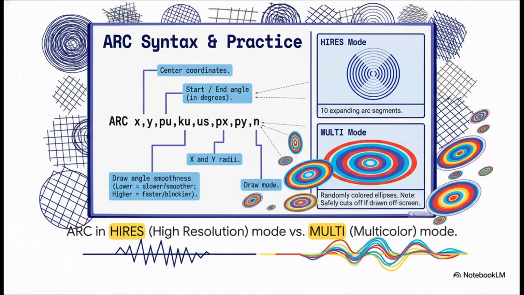And check this out. This shows you just how versatile one single command could be. On the left, you're in high-resolution mode, and you get these sharp, really intricate patterns. But on the right, in multicolor mode, you can create these vibrant layered ellipses. It's the same tool, but leading to completely different artistic results.